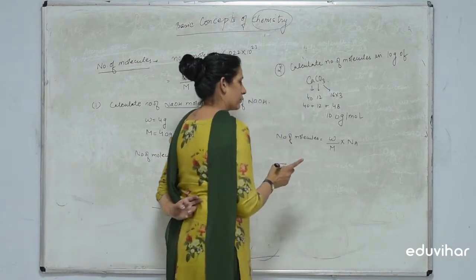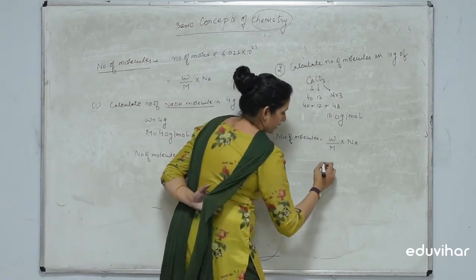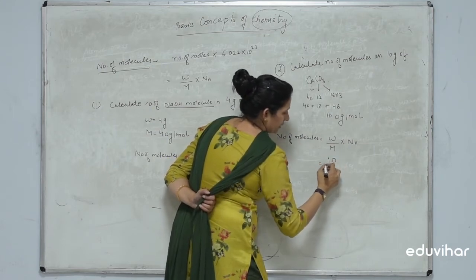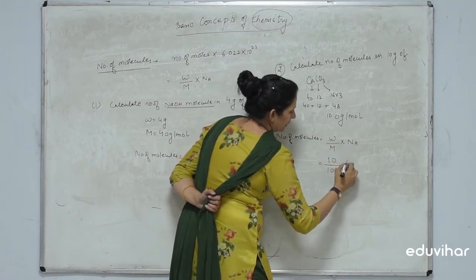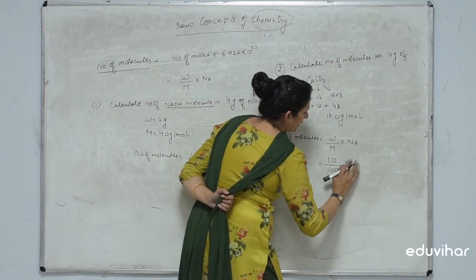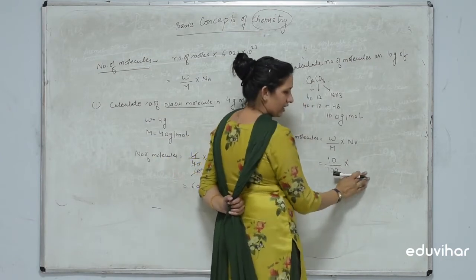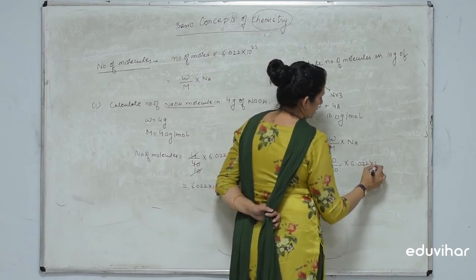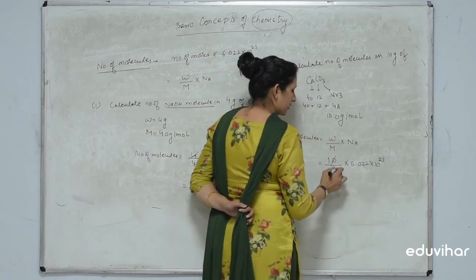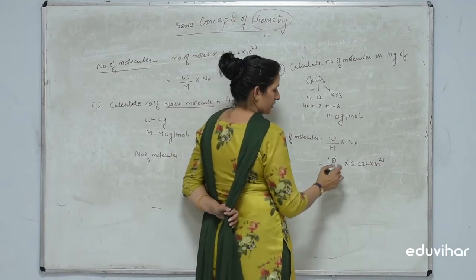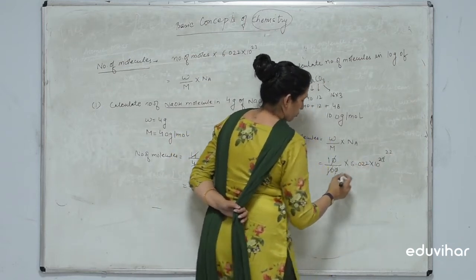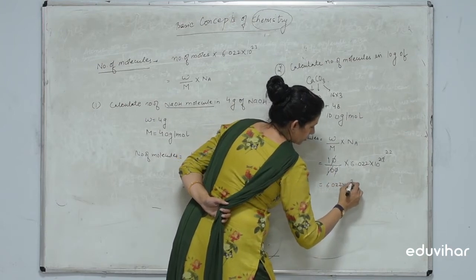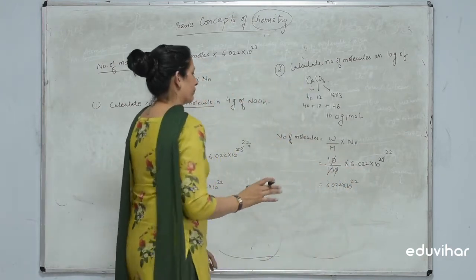Is it clear? Clear or not? Okay. W is how much? 10, divided by 100, multiplied by NA, which has the value 6.022 into 10 to the power 23. Cancel out, and this becomes 22. So it is 6.022 into 10 to the power 22. Is it clear? Okay.